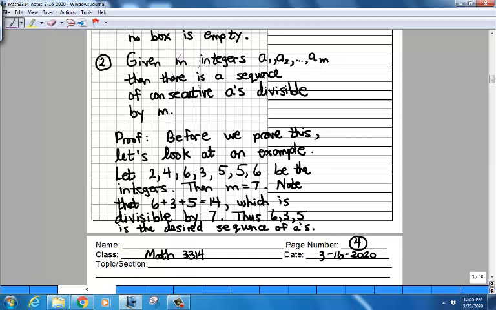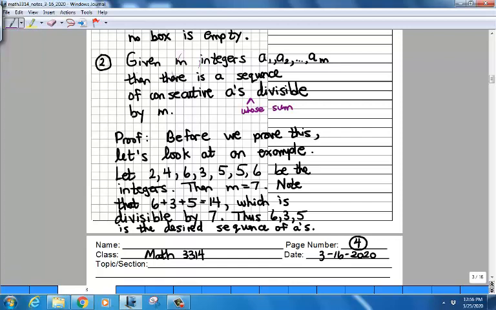And so here's what we're going to show. What we're going to show is that there's some consecutive sequence of these positive integers that's going to be divisible by the number m. Remember, m is the number of the positive integers, but these positive integers can be any size. m is just the number of the positive integers that you have. So what we know is that when you add some sequence of these all together, that sum is divisible by m. I should have written this as: then there is a sequence of consecutive a's whose sum is divisible by m. That might be implied by the wording, but let me make that more explicit.